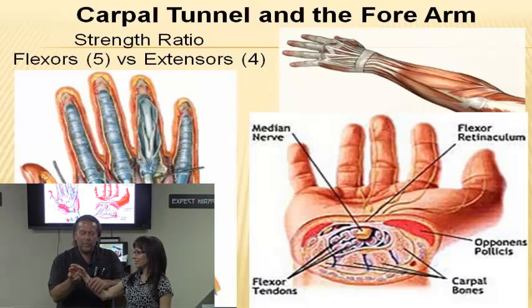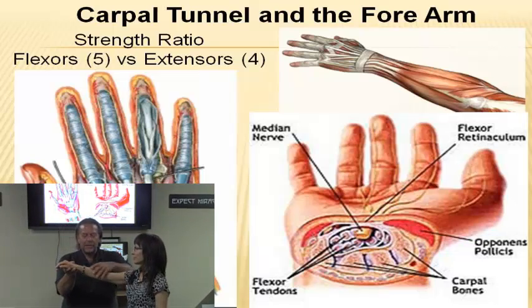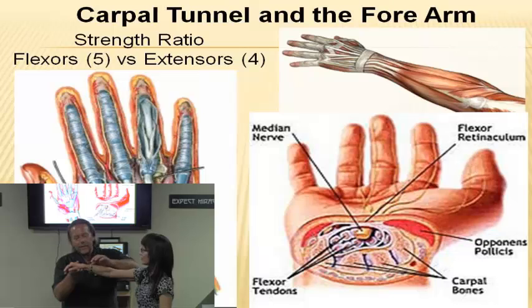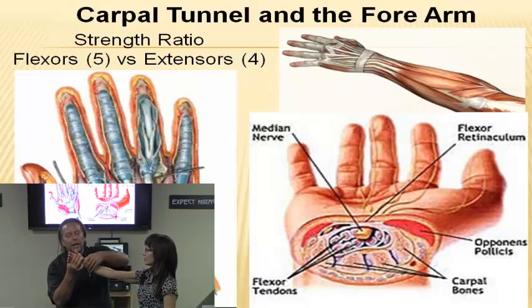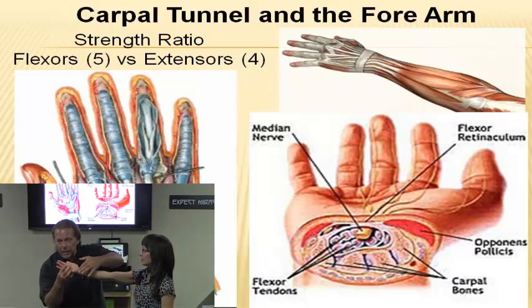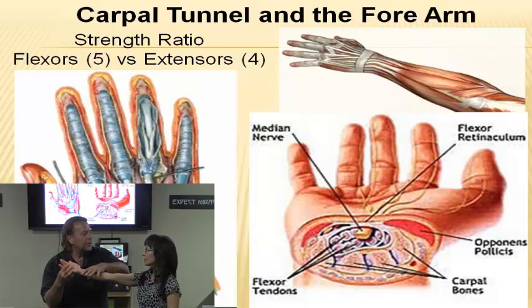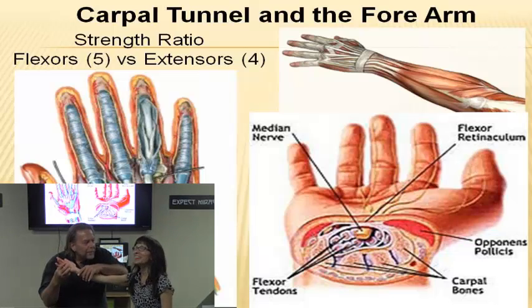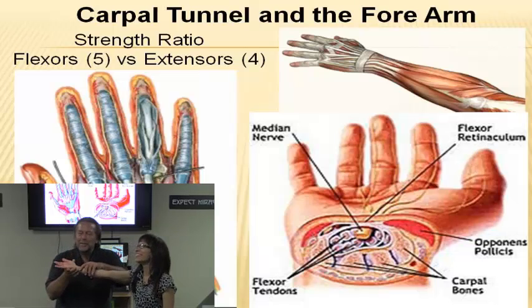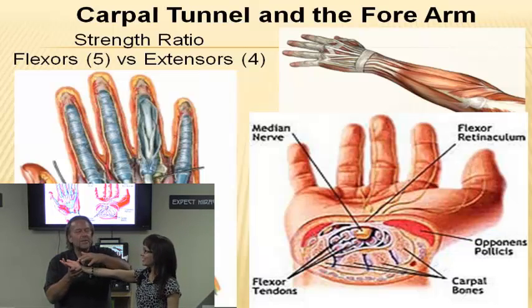Okay, so now what we've got is a muscle that should have a 5-to-4 ratio. Now, if this is stronger here, it's going to flatten out this tunnel and put pressure on it. So what we want to do is get pressure off of this median nerve. Because let's just say she's really bad, with forward head carriage. If she's got forward head carriage, this is going to wake her up at night.